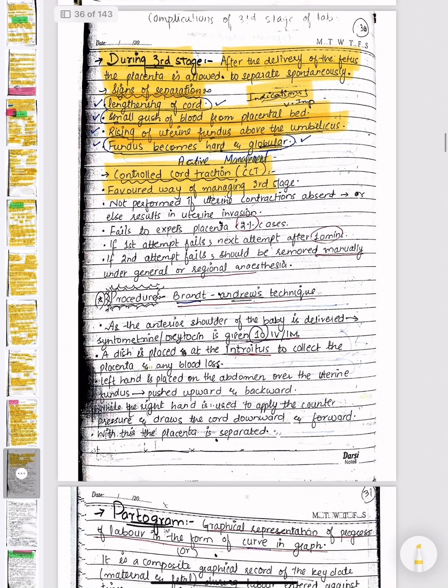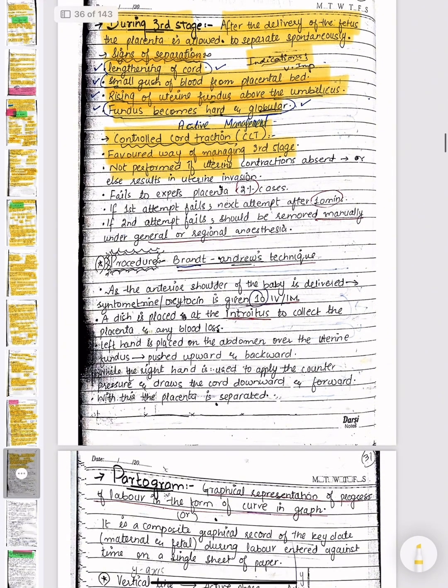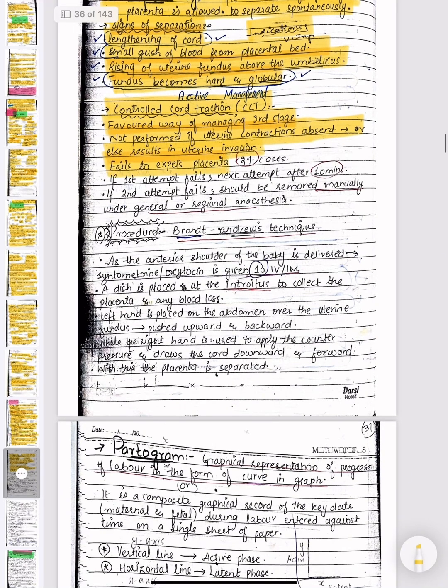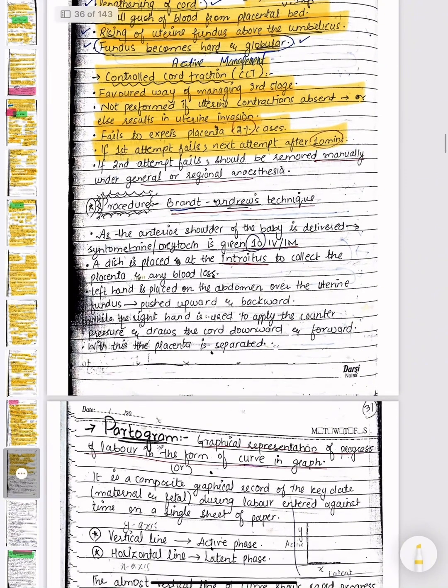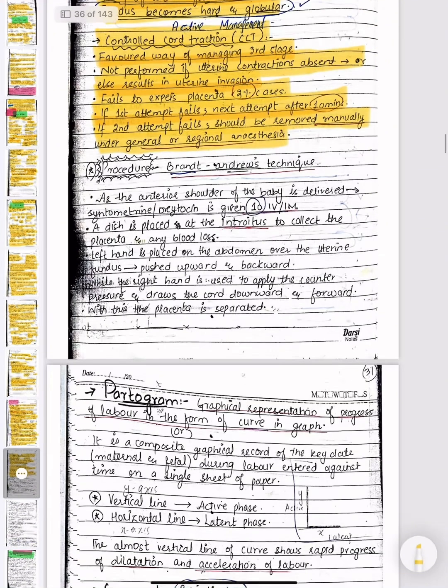That is the favored way of managing the third stage, and it is not performed if uterine contractions are absent, or else it results in uterine inversion. It fails to expel the placenta in 2% of cases. If the first attempt fails, the next attempt is made after 10 minutes. If the second attempt fails, then the placenta should be removed manually under general or regional anesthesia. The procedure is the Brandt-Andrews technique.